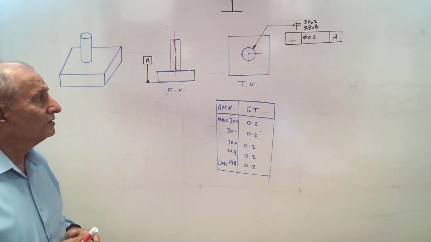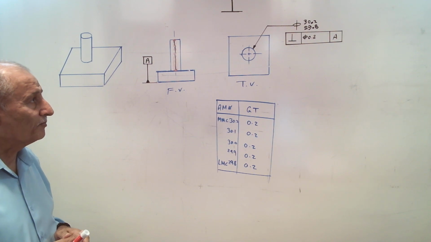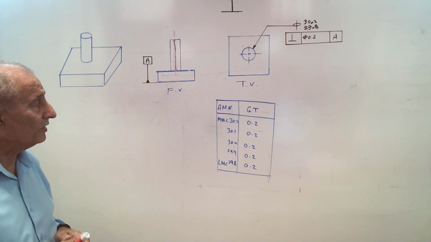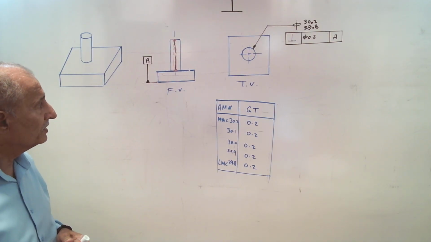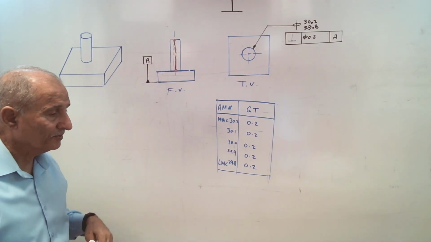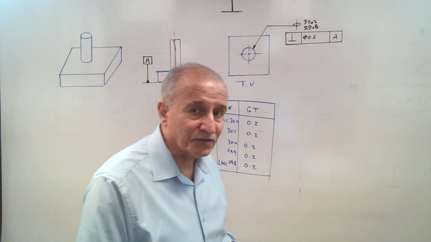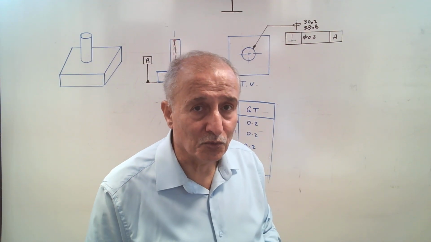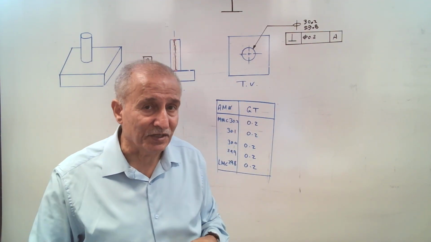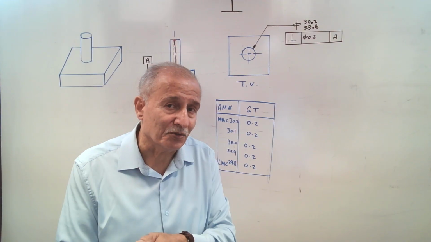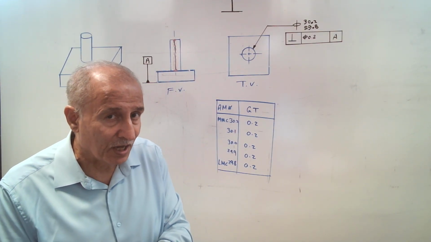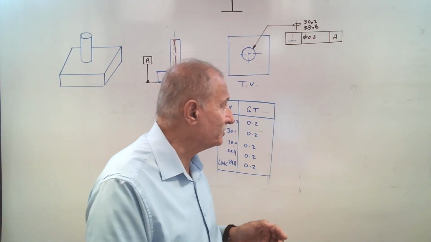For other cases, we apply the M or L modifier. Okay, that's the case of RFS. The zone shape is a narrow cylinder. Axis interpretation is required. You must actually verify whether this axis lies inside the narrow cylinder or not. If it lies inside, it is acceptable.